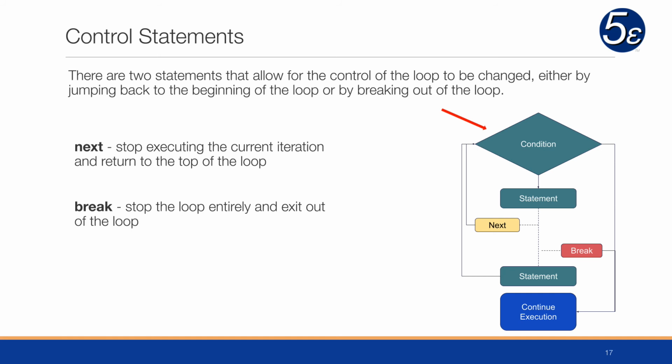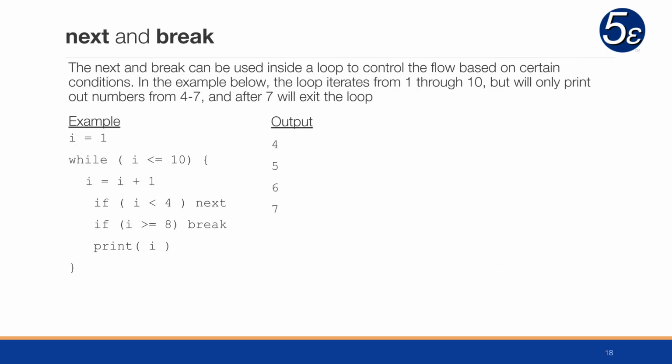What next will do is interrupt this loop and bring you back to test the condition again. If there is an iteration like in the for loop, it will jump to the next iteration in the loop. In the case of a break statement, it will stop the loop entirely and exit out of the loop. So it basically short circuits the loop. So here, this break statement in red in the flow control, if one of the statements goes to this break statement, it will then just execute out regardless of where the condition is. So the next and break can be used inside of a loop to control the flow based on certain conditions.